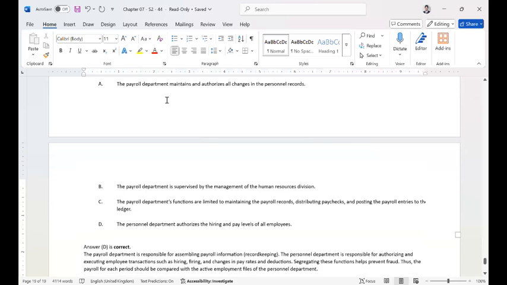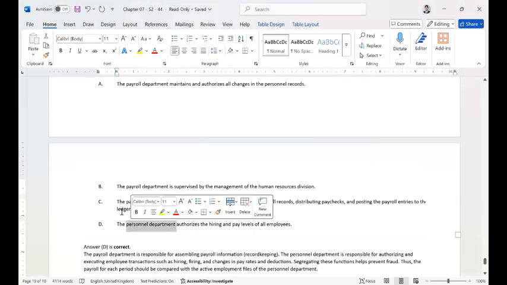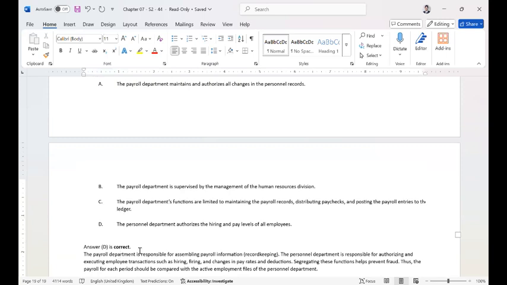Indeed. Yeah. The personnel department is the HR department. Payroll department is the department that pays salaries. So HR or personnel must authorize the changes to payroll rates. Payroll department is for record keeping. You can see the personnel department or HR department is responsible for authorizing and executing employee transactions.